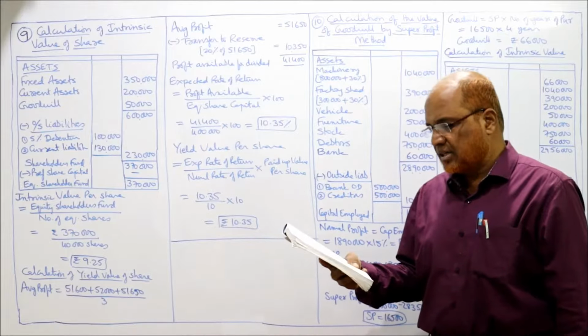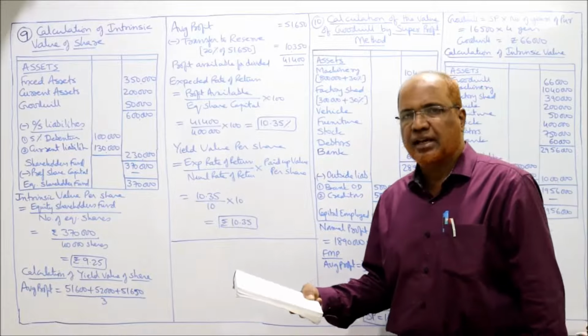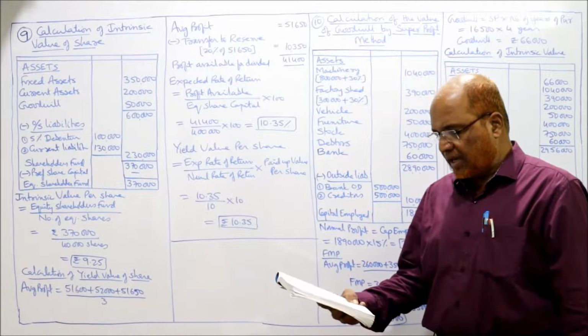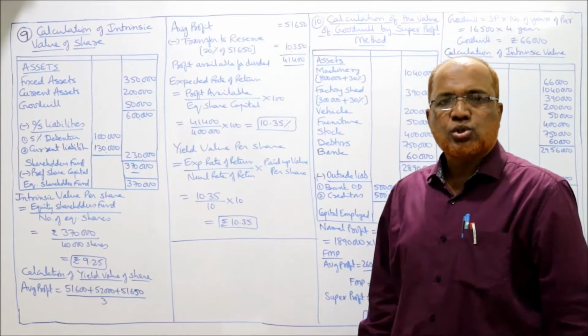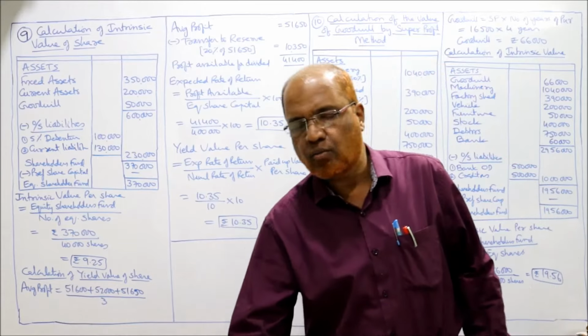This proportion is considered reasonable in the industry in which the company is engaged, and where a fair investment return may be taken at 10%. This is the normal rate of return. Compute the value of the company's share by the net assets method and the yield method. So in this problem we have to apply both methods. The net assets method means the intrinsic value method.